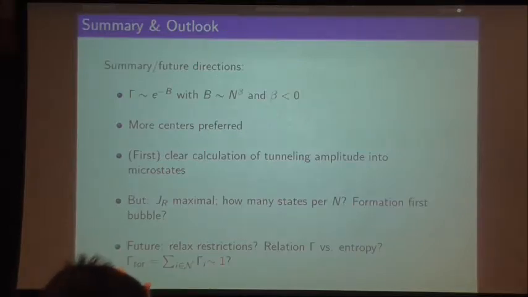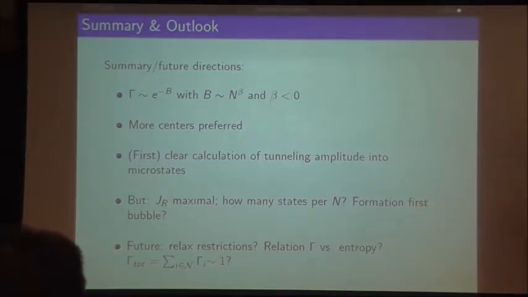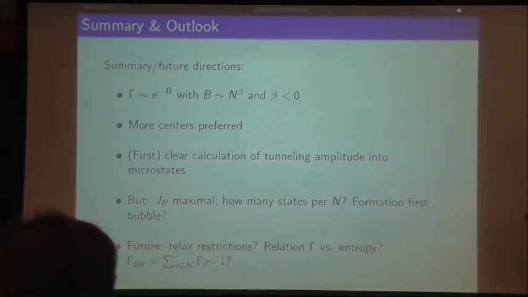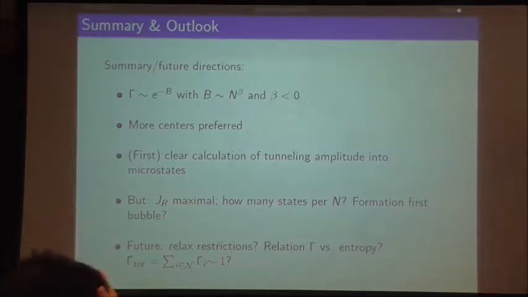Okay, good. So let me just summarize and give you a little bit of an outlook as to what's left to do. What I've been studying was a specific class of microstates, and we studied the tunneling amplitude into this class of microstates, and in particular, its exponential behavior with the number of centers. We found that beta is smaller than 0, which means that more centers is preferred. What I want to point out is that this is really a first calculation where you could really look at the numbers, let's say, the first clear calculation of a tunneling amplitude for going, instead of going into a black hole, into microstates.